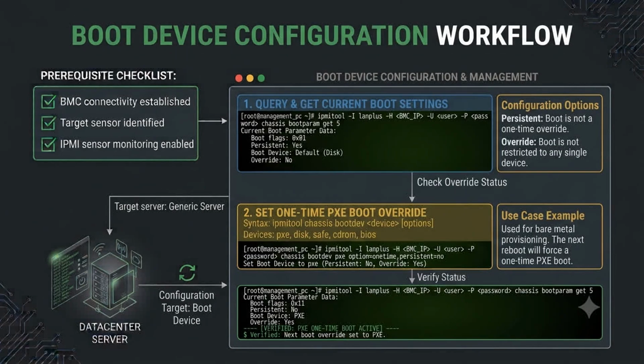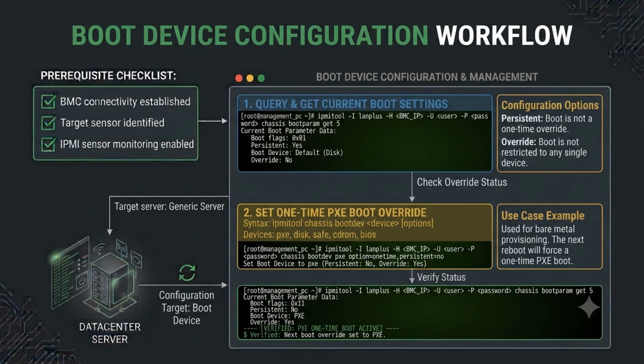You can tell a server what to boot from: disk, PXE, BIOS, safe mode, CD-ROM. Type ipmitool chassis bootdev pxe. This sets the server to boot from the network next time it starts. Type ipmitool chassis bootdev disk. This sets it to boot from the local hard drive.